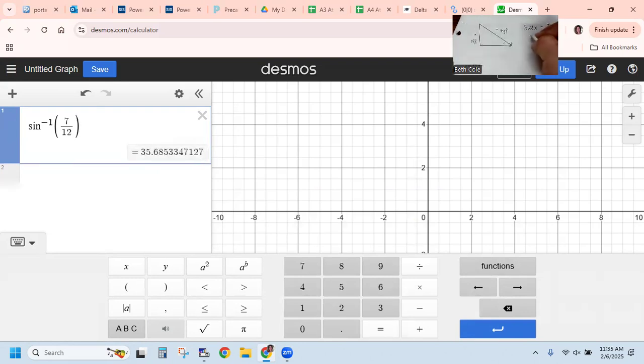Yep. And I love that you guys get that calculator. It is so much harder on these ones. All right, so it is 35.685. Now hold on one second.